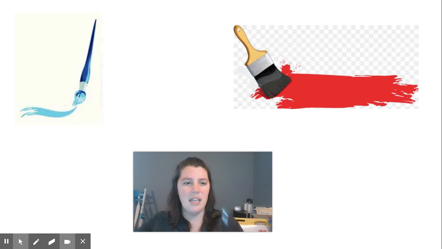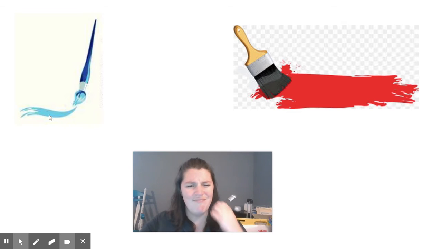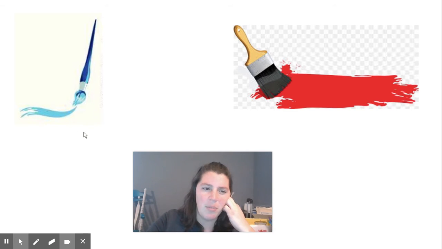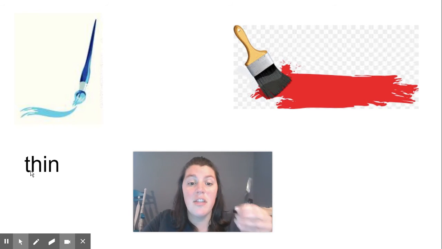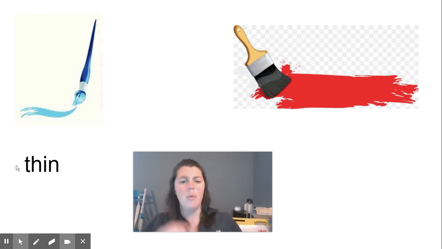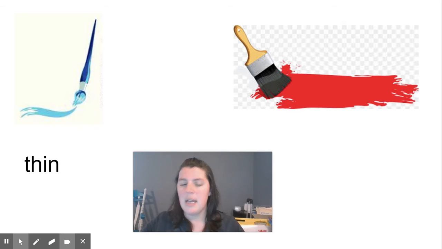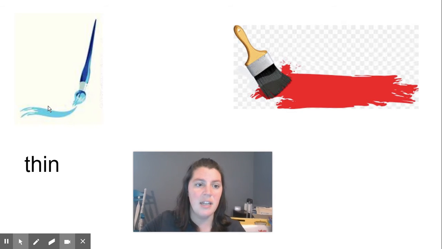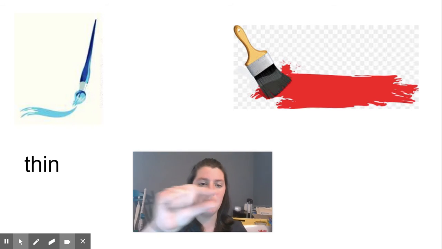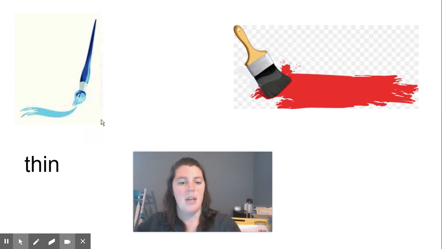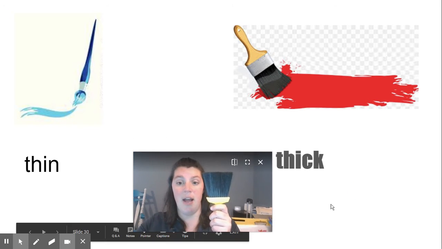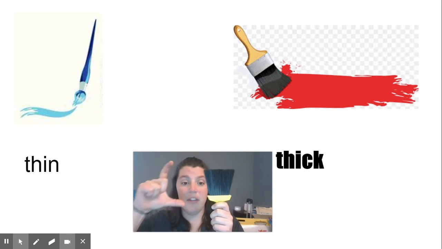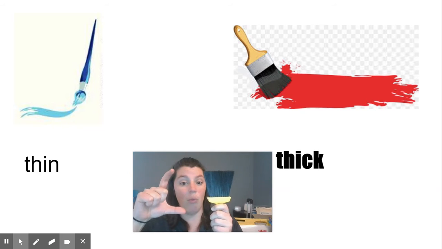The line is not very, I don't want to use the word big. Let me think. Here's another word. The line is thin. When I paint with a brush like this, it makes a thin line. I could take my fingers and they would be close together. But when I take my brush like this and paint a line, it is very thick. I would have to open my fingers up thick or wide.